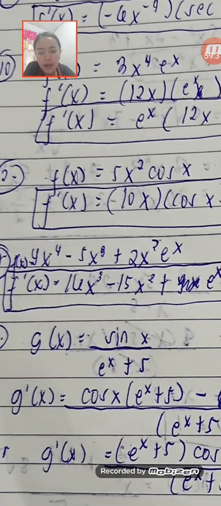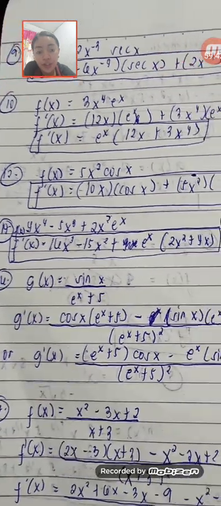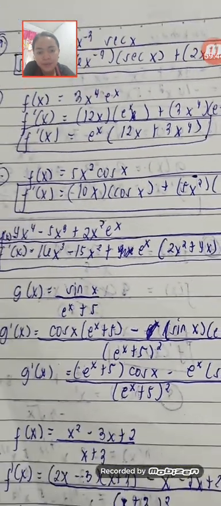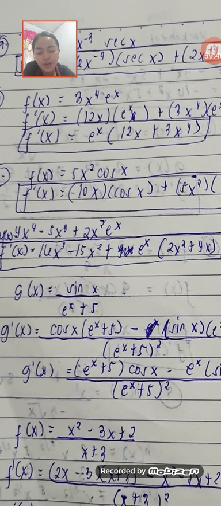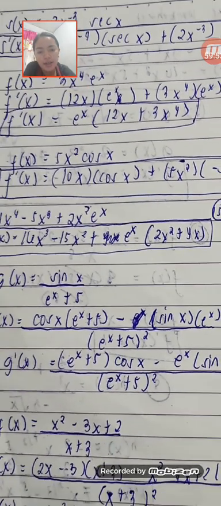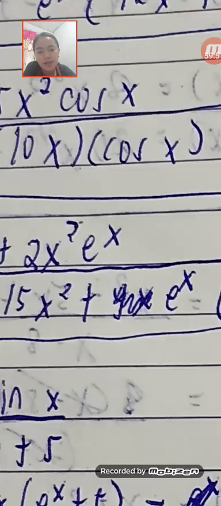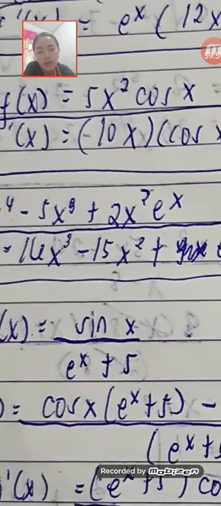In this part, you just need to get the derivative of each term. Okay, so the derivative of this one is e^x multiplied by 2x plus 4x. Why 4x? Because when we bring down the 2, we come up with 4x.